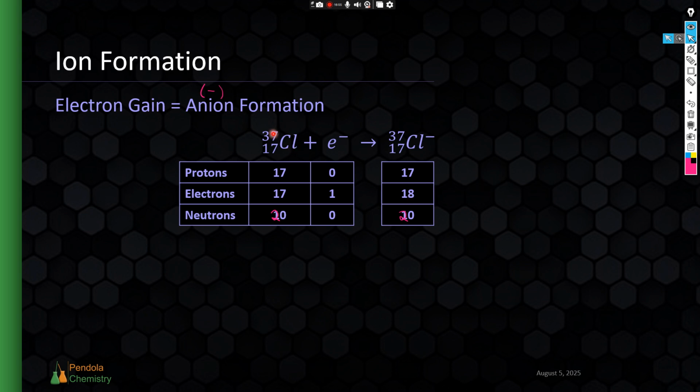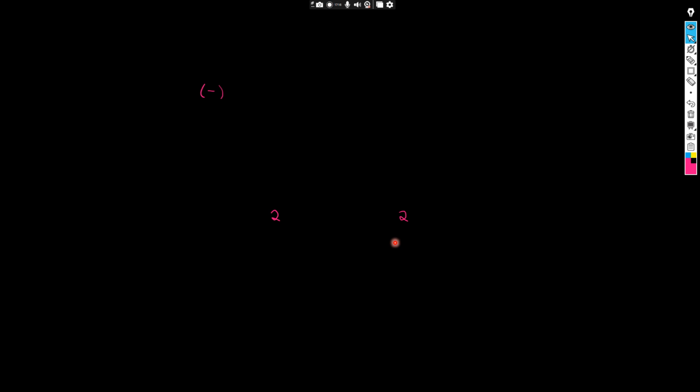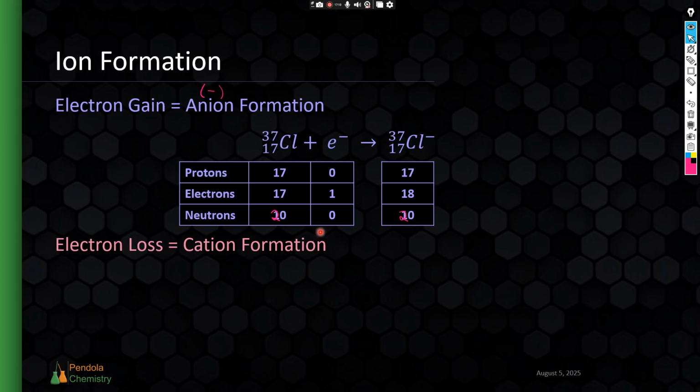If this happened with chlorine-35, it would be the exact same thing, only instead of 20 neutrons, we would have 18 neutrons. That's the only difference if we have a different isotope. So we can form ions of all the different isotopes of the elements. Now, if we have the opposite, cation formation, electron loss means that we will have a cation. And if you remember from honors chemistry, cations are positive ions. So we lose electrons, we create a positive ion, a cation.